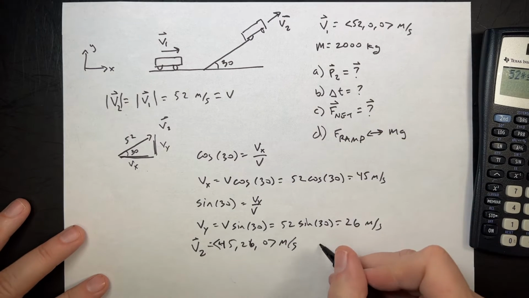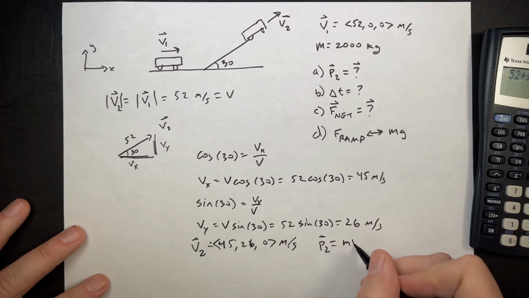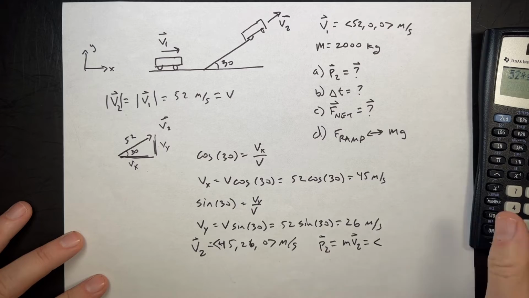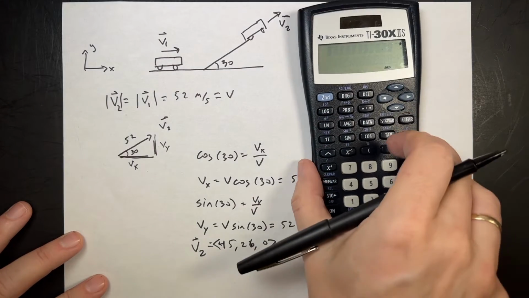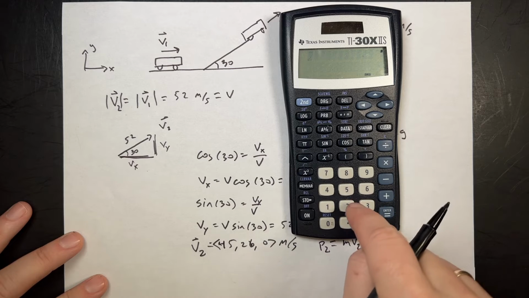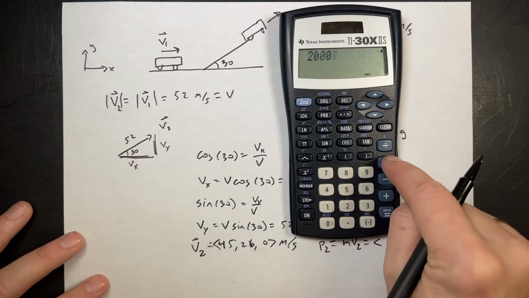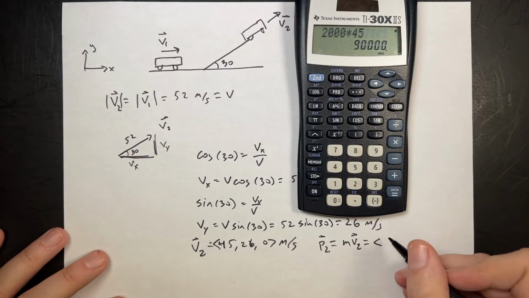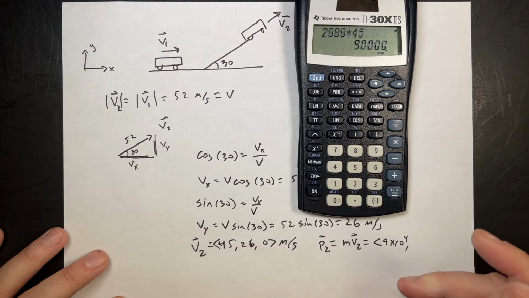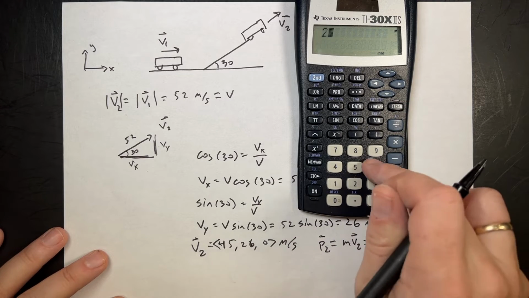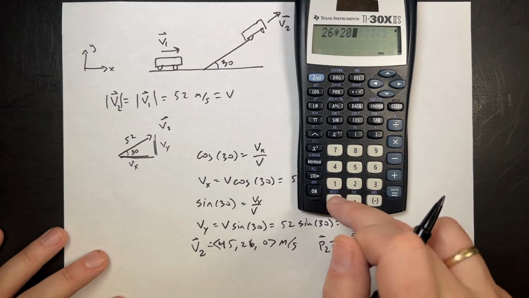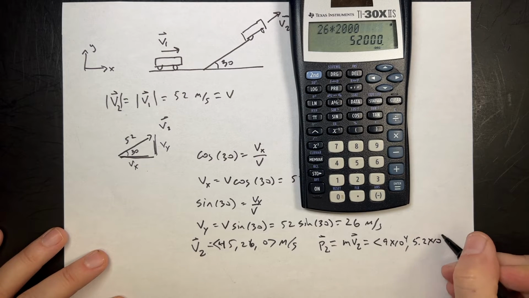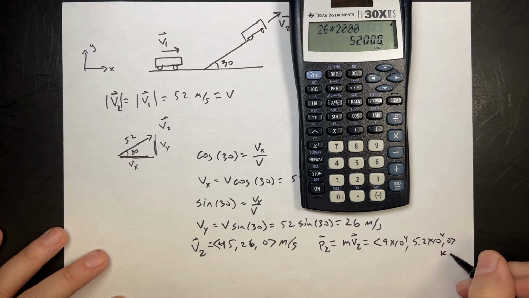Now what about the momentum? P2 is just going to be the mass times V2. So all I have to do is multiply both of these by 2,000, and I get my momentum. So let's do that. Clear. The first one was 45, so 2,000 times 45, and that's 90,000, so let's say 9 times 10 to the 4th. And then 26 times 2,000 equals 52,000, so 5.2 times 10 to the 4th, 0, and that would be kilogram meters per second.